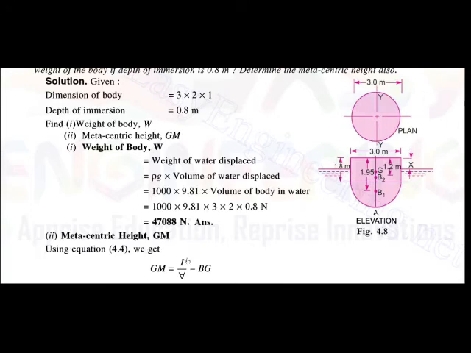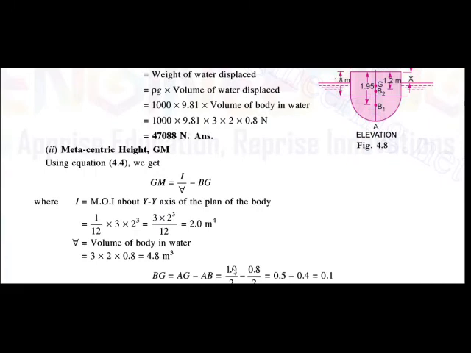Now we have to calculate the metacentric height, that is GM. The GM formula is I upon volume of the body submerged in the water minus BG. We have to calculate first the I, that is the moment of inertia. Moment of inertia about the y axis of the plane of the body.